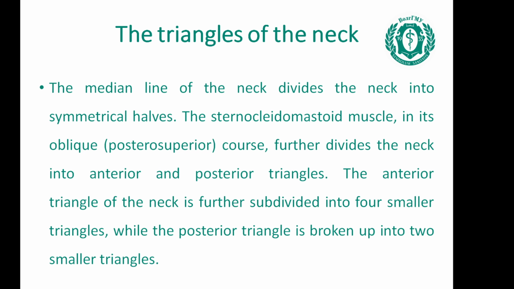The median line of the neck divides the neck into symmetrical halves. The sternocleidomastoid muscle in its oblique, posterior-superior course further divides the neck into anterior and posterior triangles. The anterior triangle of the neck is further subdivided into four smaller triangles, while the posterior triangle is broken up into two smaller triangles.